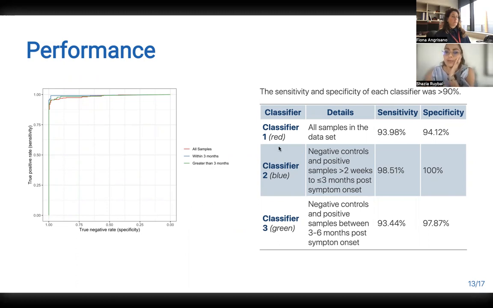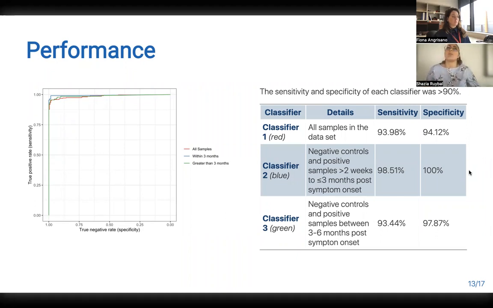And for the three classifiers, we had very high sensitivity and specificity, so over 90% for all of them. And then you can just see how that differs depending on the three classifiers. Really, they're all higher than 90, so we're getting pretty robust results.